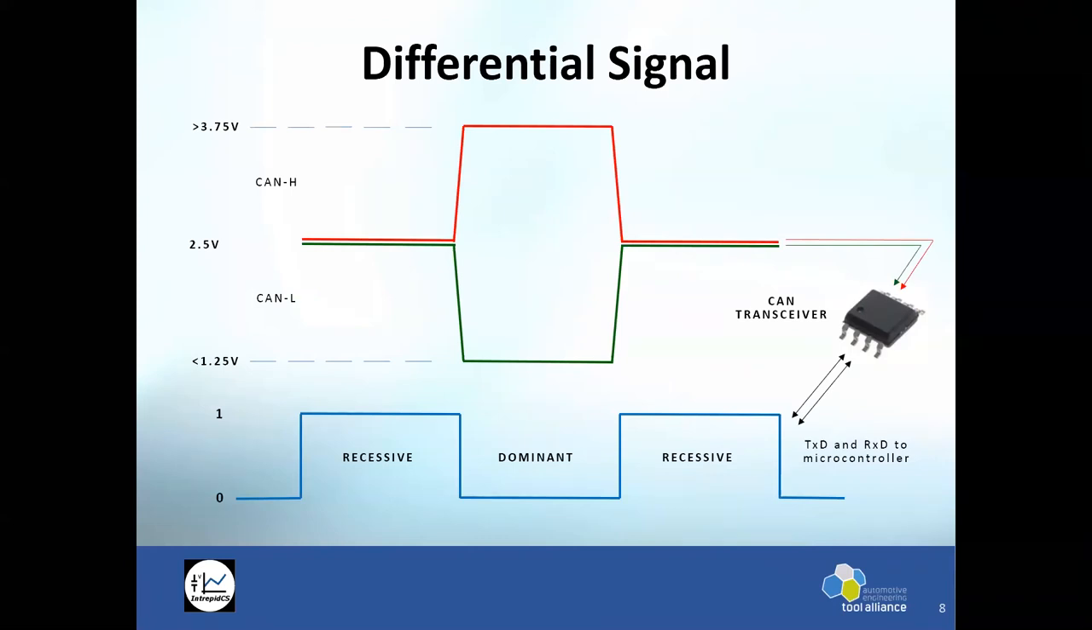And this is either 0 to 5 volts or 0 to 3.3 volts, depending on your system voltage. But it's just a logical waveform, 0 to 1. And notice that we call a dominant bit the differential signal. And when we're idle, we call that a recessive bit. So when we're trying to do arbitration on the bus, you can see that a dominant is going to win over a recessive bit. So the dominant really controls the voltage on the bus.